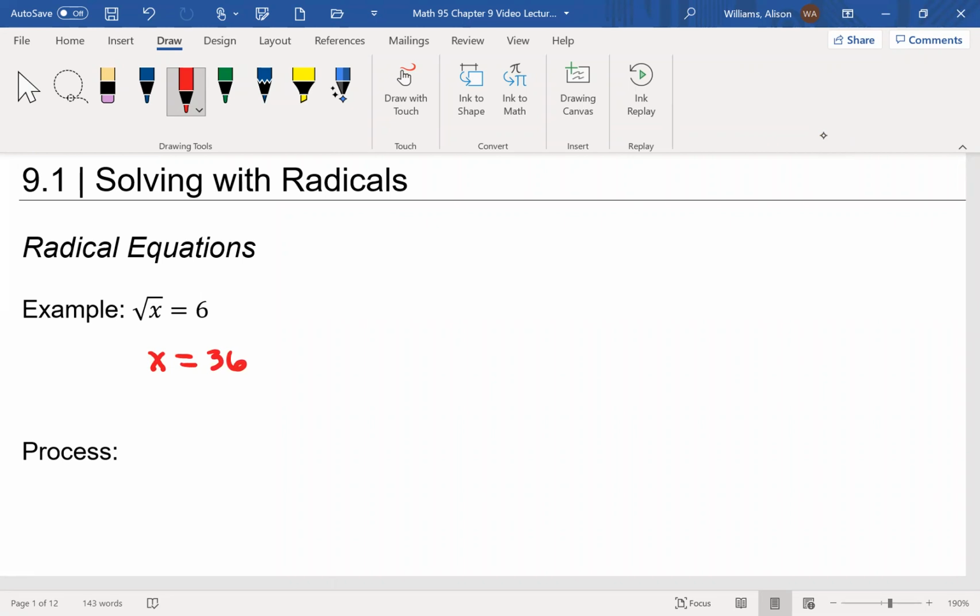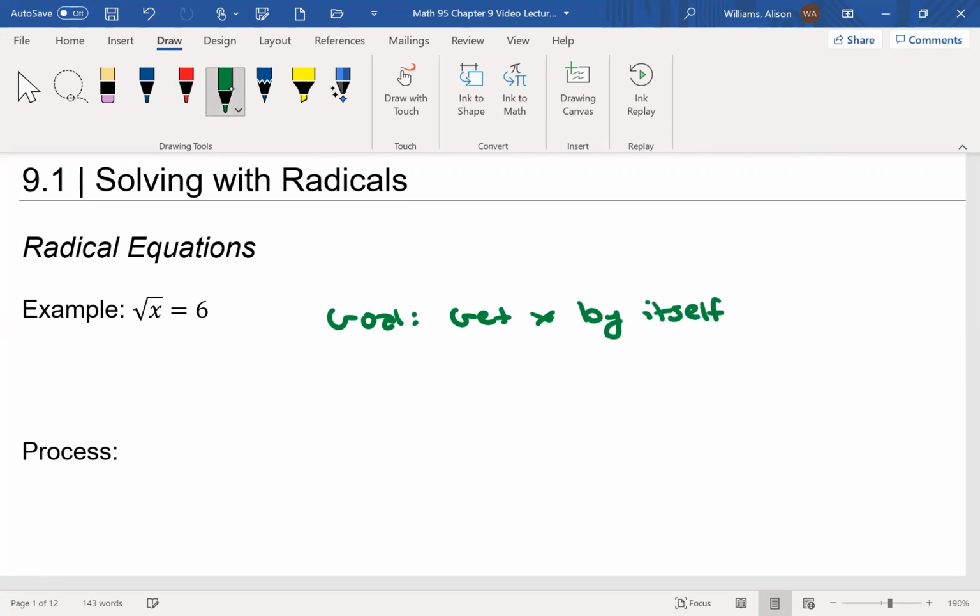Now that's nice, but I'd like to create a way of actually solving these, so that as these equations get more complicated and aren't this simple, I can follow a process. So I'm going to kind of start again, and instead I'm going to think of a process. If I want to solve for x, my goal is to get x by itself. That's the goal of solving. So I need to get rid of the square root that's over the x, right?